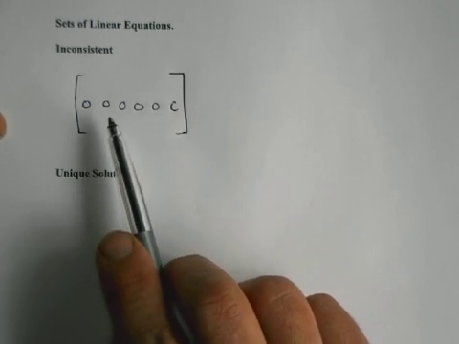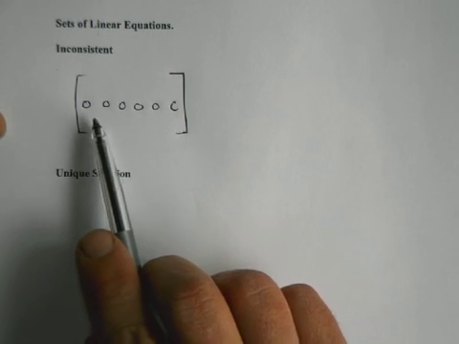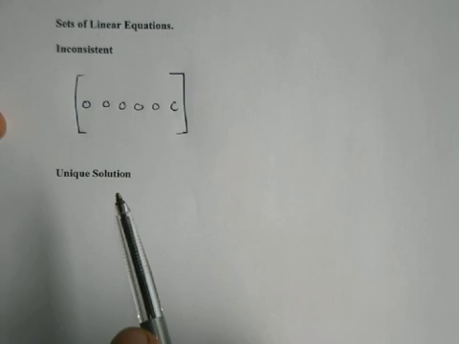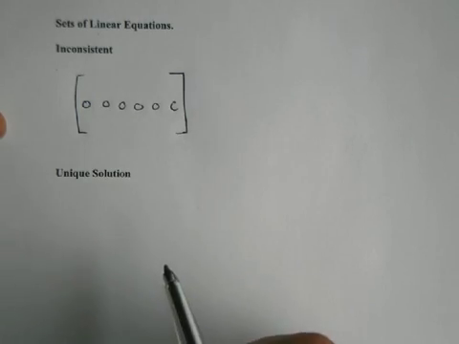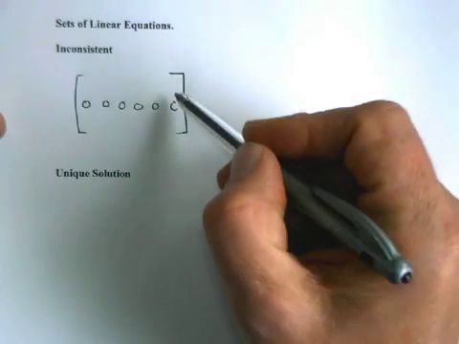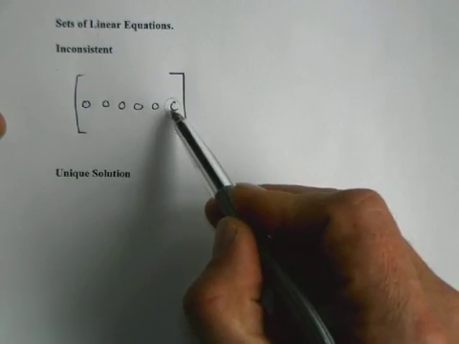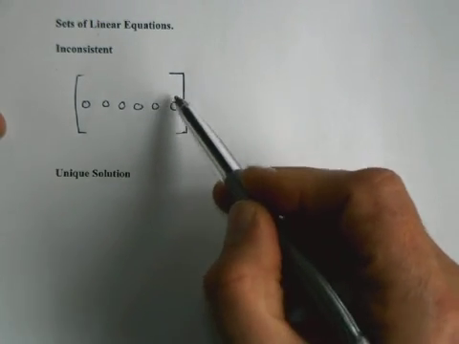So if you ever reduce a matrix and it comes out to be a whole bunch of zeros and a constant in any row, then you end up knowing that there's no solution. Okay, so this means that the final column has a pivot. This point is a pivot. It's the first non-zero point in its row, and it's in the final column.